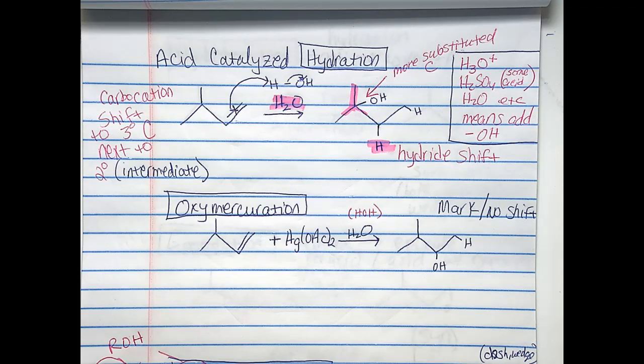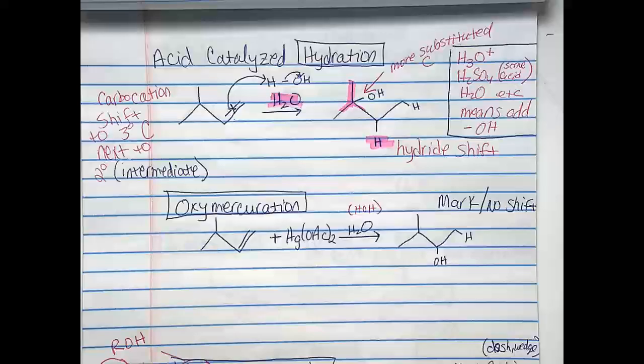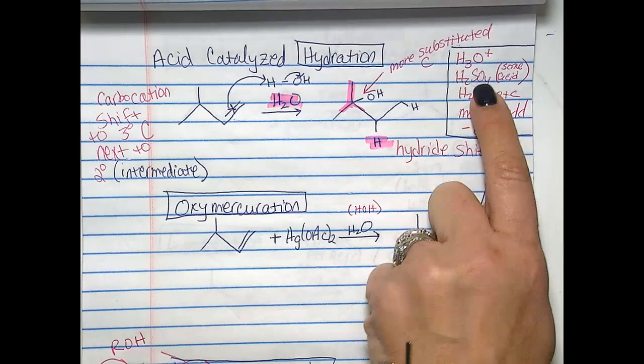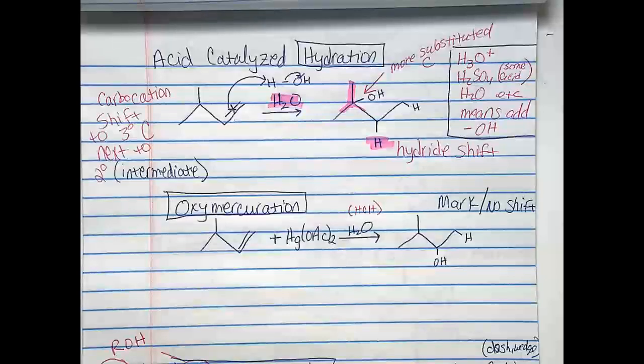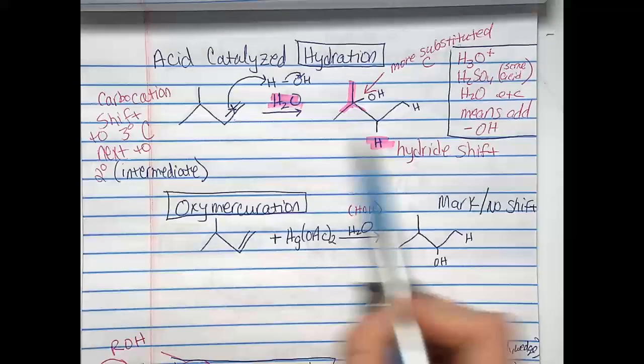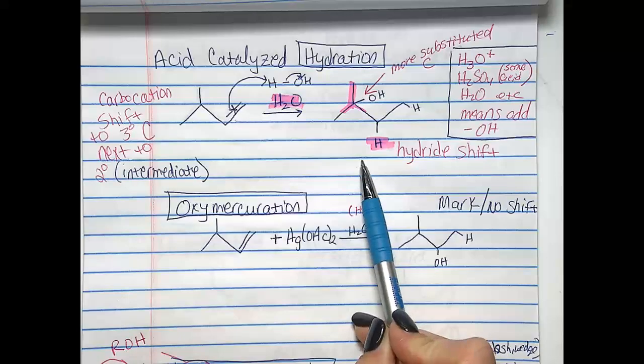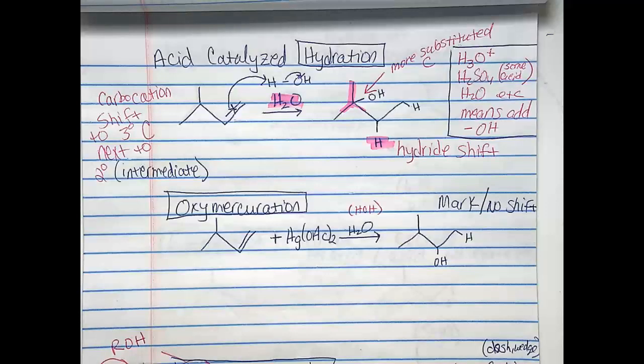Okay? So here, and also with this one, the water's on top, meaning it's the reactant. But again, it could have been H3O plus or H2SO4 or some sort of other acid, which simply means add an OH. Okay? So because of the hydrogen added, we get that carbocation. So the hydride shift occurs. And then the hydroxide that's added actually goes on the second carbon. Okay? Yes? Just double check.